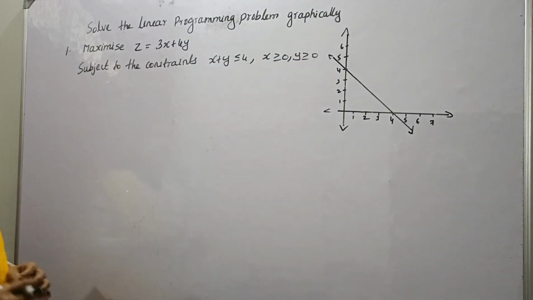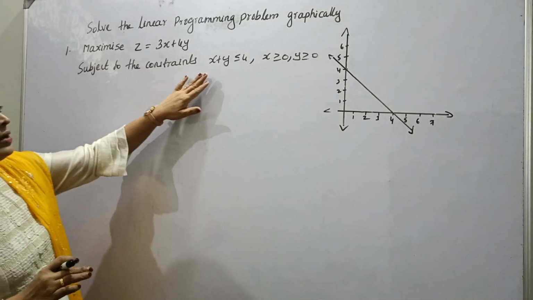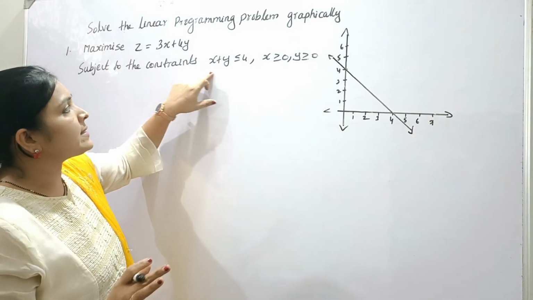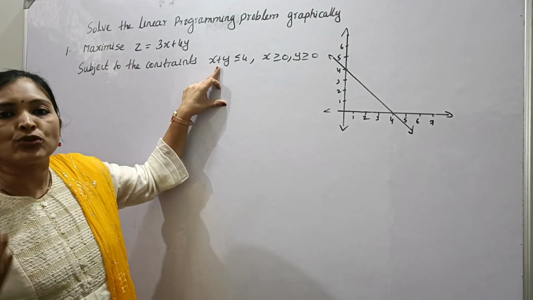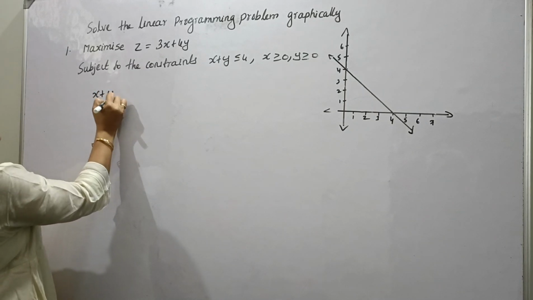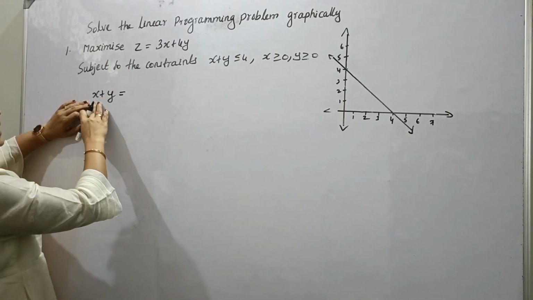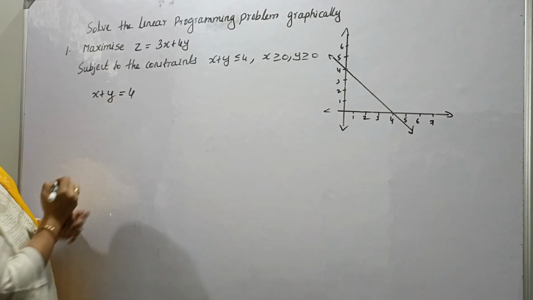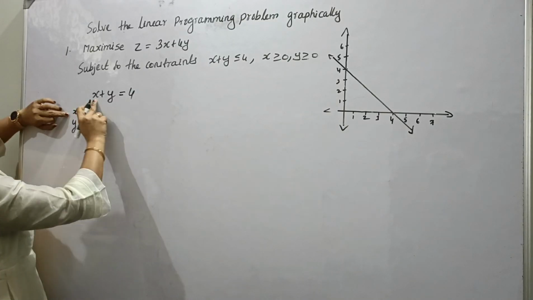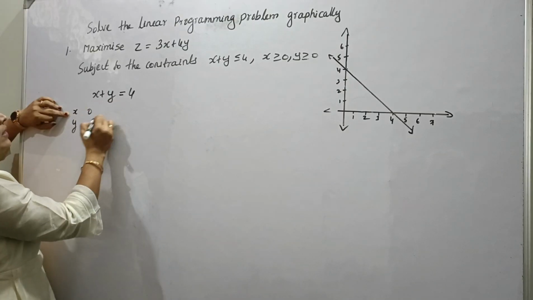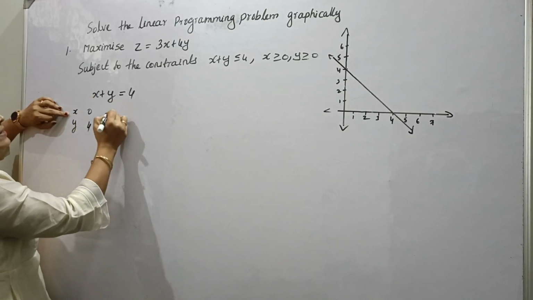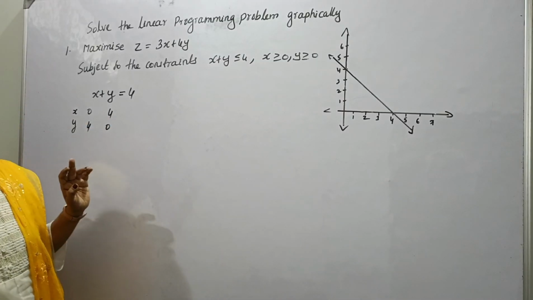So let's find. First of all, here we have to find the solution by graphical method, right? So first of all, let's find the values of x and y to draw this graph. To plot the points we take x plus y is equal to 4. Put x is equal to 0. What is y? 4, right? Put y is equal to 0. What is x? 4, right? So two values are enough.